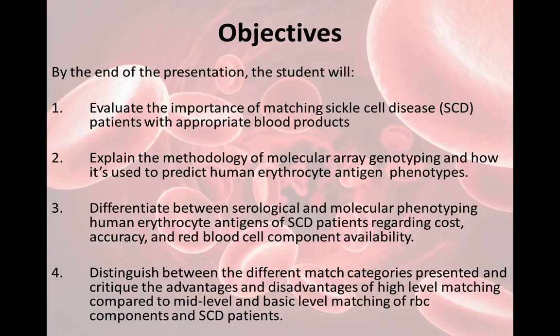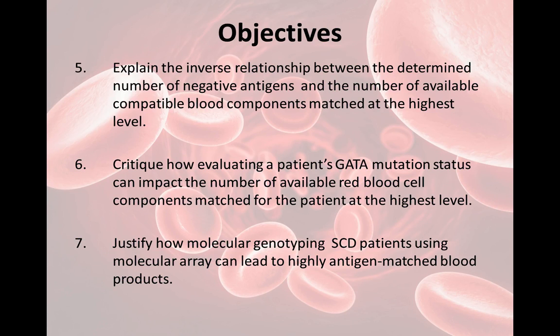The student will be able to distinguish between the different match categories presented and critique the advantages and disadvantages of high-level matching compared to mid-level and basic-level matching of red blood cell components in sickle cell disease patients. The student will be able to explain the inverse relationship that exists between the determined number of negative antigens and the number of available compatible blood components matched at the highest level. The student will be able to critique how evaluating a patient's GATA mutation status can impact the number of available red blood cell components matched for the patient at the highest level. And the student will be able to justify how molecular genotyping of SCD patients using molecular array can lead to highly antigen-matched blood products.